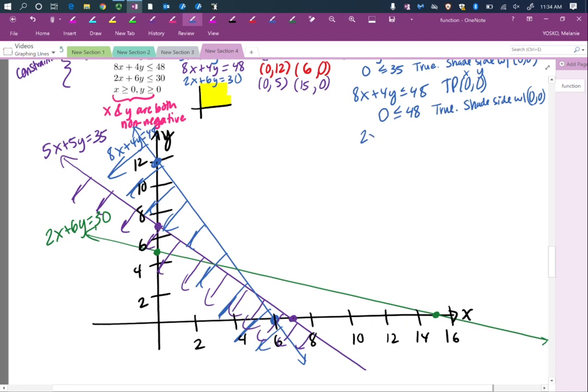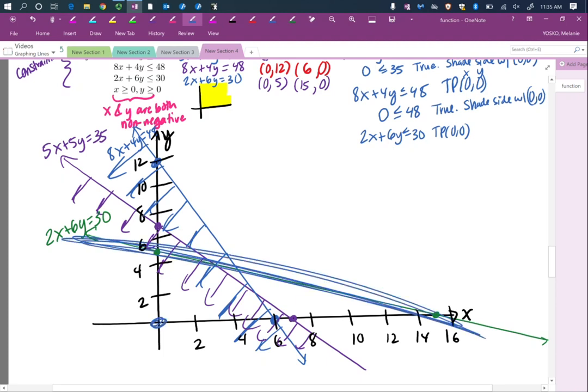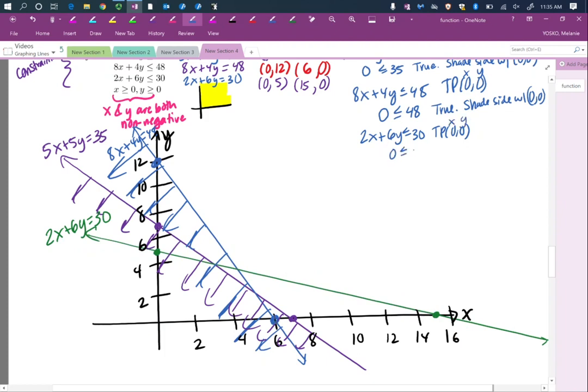So the last constraint that is not one of our axes is 2x plus 6y less than or equal to 30. A good test point is also (0, 0) because this line right here does not touch (0, 0). So x is 0 and y is 0. We see the left-hand side turns into 0. 0 is less than or equal to 30. Once again, that is a true statement. So we're going to shade the side with (0, 0). So I'm shading this way.